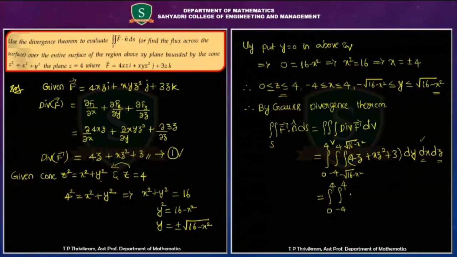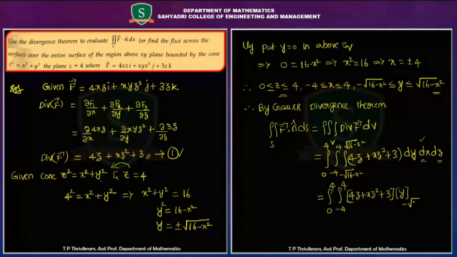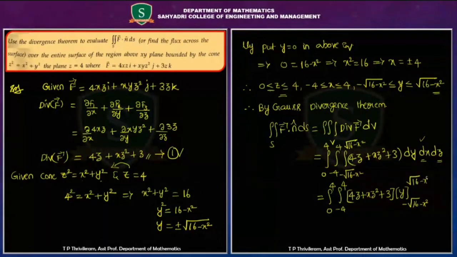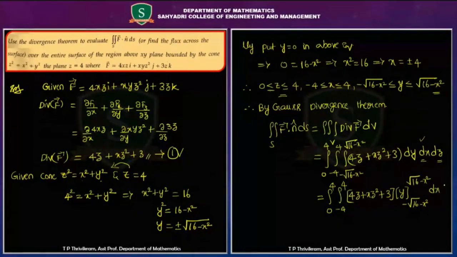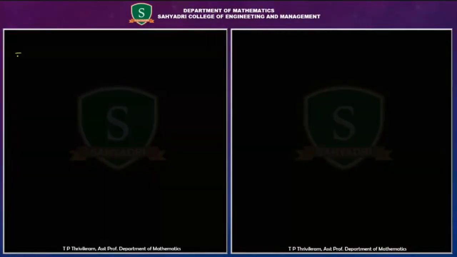So integral 1 dy is y. So I'll get 4z plus xz square plus 3 into y, having the limits from minus root 16 minus x square to plus root 16 minus x square, dx dz. So now apply the limits. So this one equals integral 0 to 4, integral minus 4 to 4, 4z plus xz square plus 3.